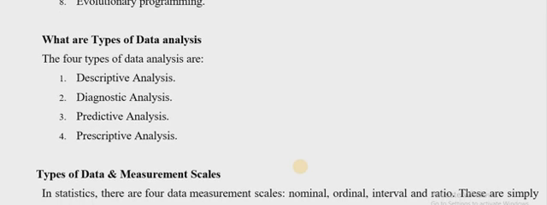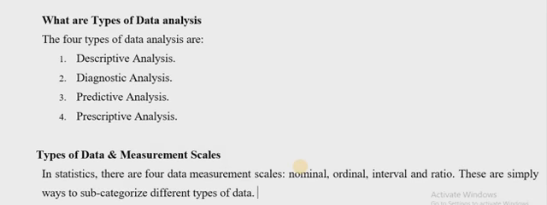Types of data and measurement scope. Yes. When you are entering your data, by the time you get to the practical class, you will know the importance of this measuring scale. And actually, we have 4. In statistics, there are 4 data measurement scales: nominal scale, ordinal scale, interval scale, and ratio scale. And these are the simple way to subcategorize different types of data.